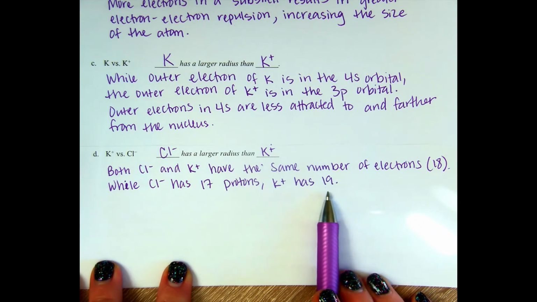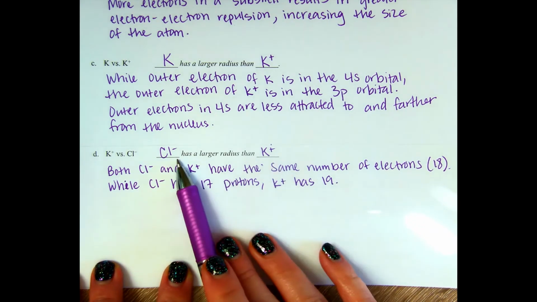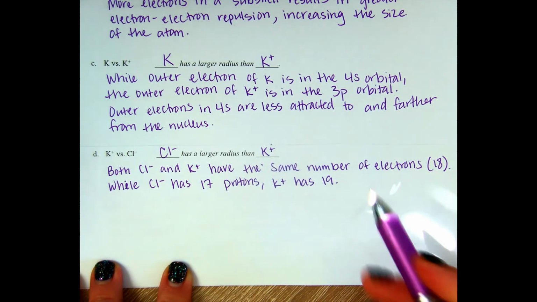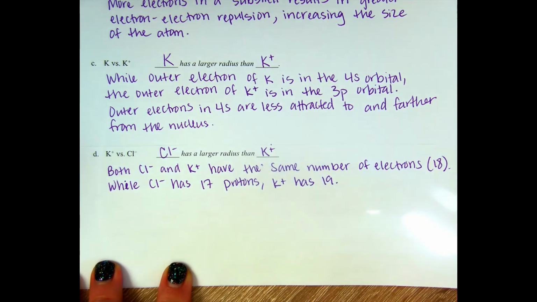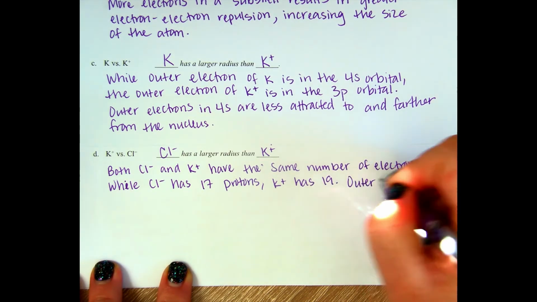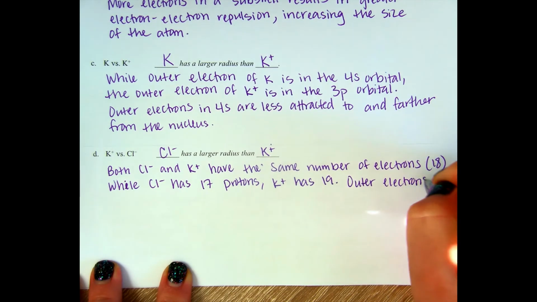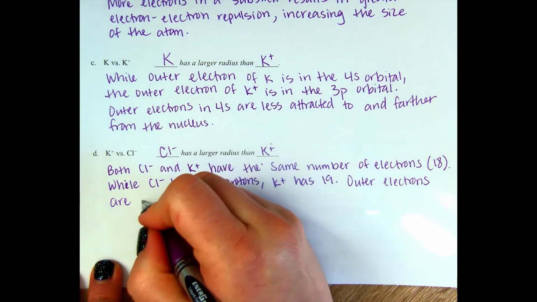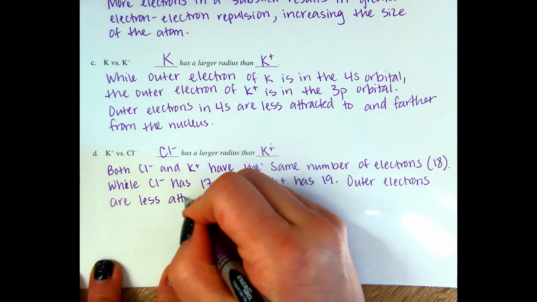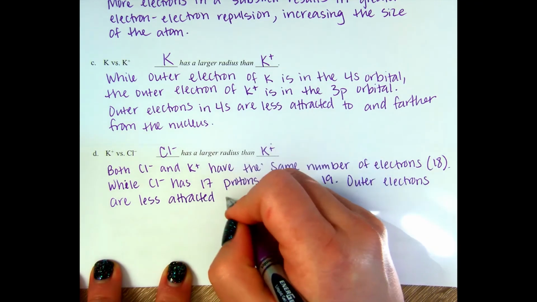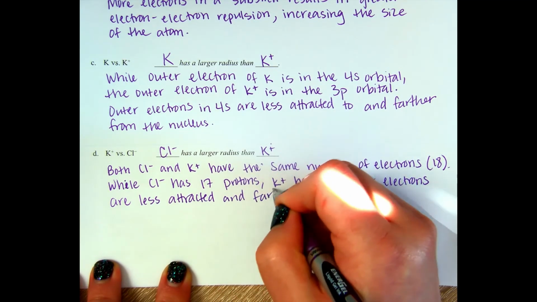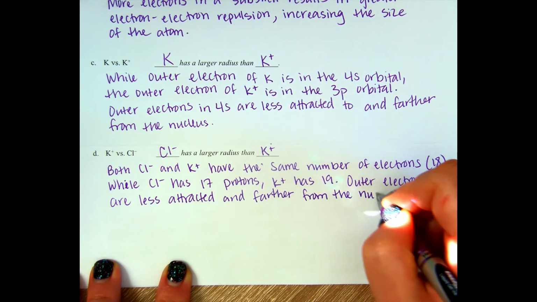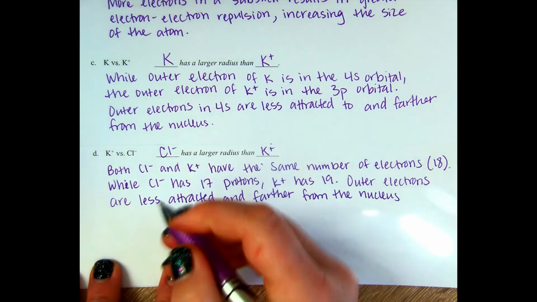Because of that, the electrons are going to be more attracted to the nucleus of potassium than chloride, and therefore this is going to be smaller because those electrons are feeling that attraction and being pulled in closer to the nucleus. So the outer electrons are less attracted to chloride, and therefore farther from the nucleus with fewer protons.